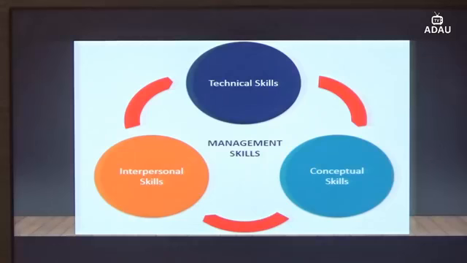combine into three main skills groups. These skills are technical skills, conceptual skills, and interpersonal skills. Let's see in detail.